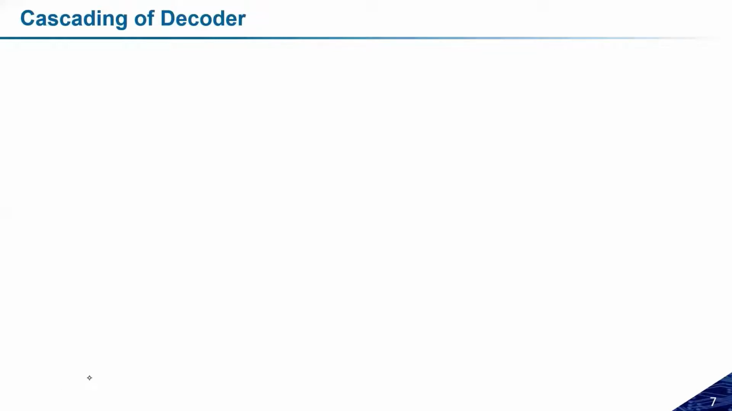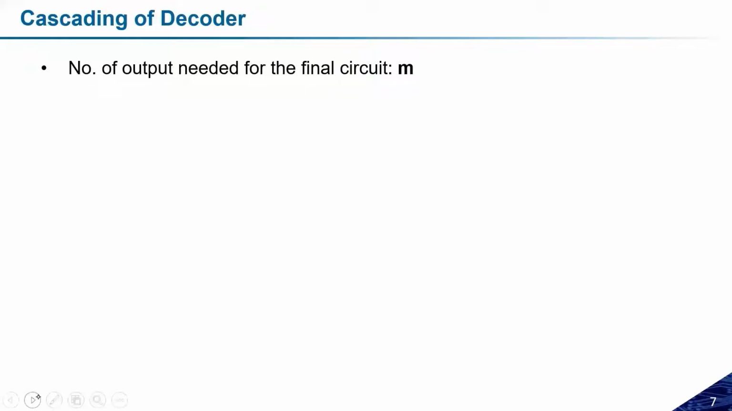See, the first step is, let us assume m is the number of outputs that is required in the final decoder. What does it mean? Let us assume I want to design a 4 to 16 decoder. A 4 to 16 decoder means I have 4 inputs, and based on those inputs I can have 16 outputs. So this is the first requirement that we should know.